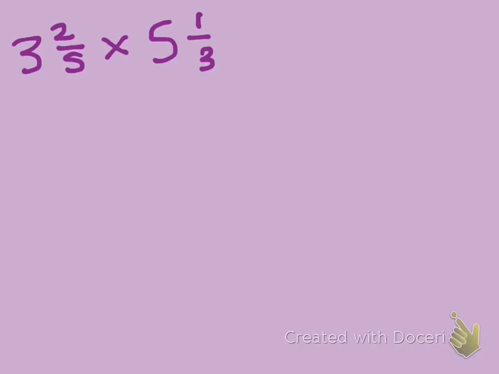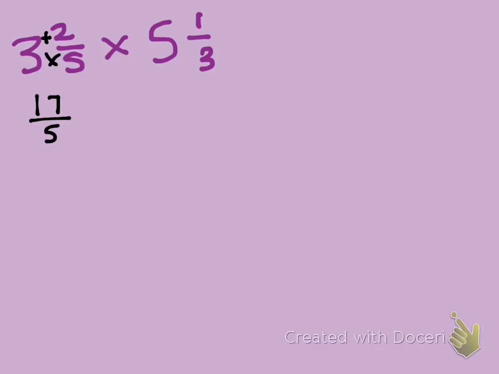The way we're going to multiply mixed numbers today is by changing both of the mixed numbers into improper fractions. And I do that by multiplying the denominator by the whole number. So 5 times 3 is 15. And then I add the numerator, 15 plus 2, that's 17. And the denominator stays the same. So 3 2/5 as an improper fraction is 17/5.